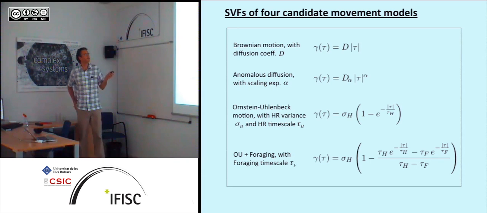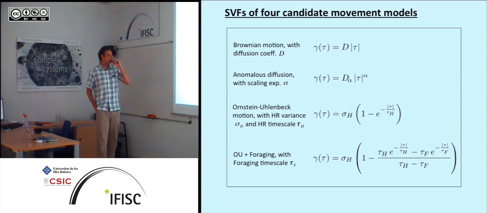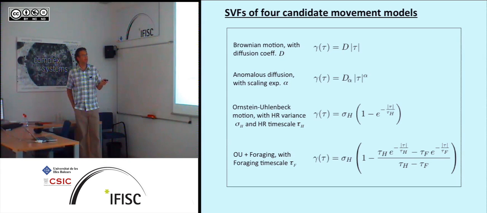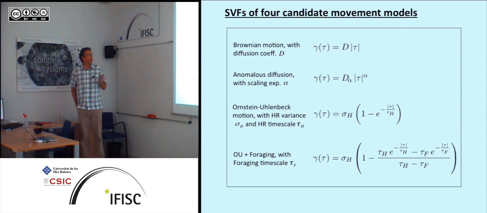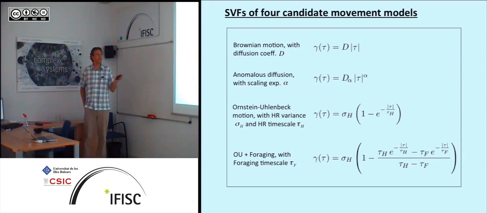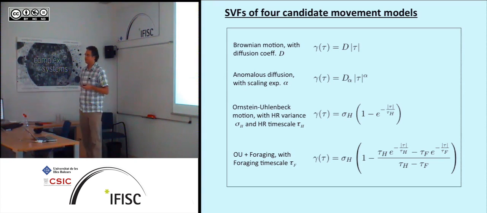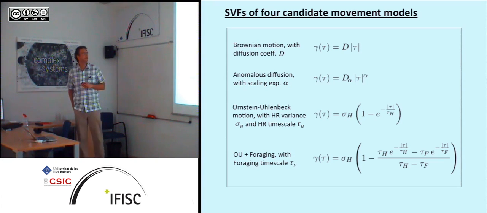Okay, so we express the models in terms of their semi-variance functions, because we're going to use a variogram, the empirical estimator of that, to connect the models to data. So for Brownian motion, it's just linear in the time lag tau with diffusion coefficient d. You can generalize that one step to anomalous diffusion, where there's some scaling exponent alpha. For alpha less than 1, you have subdiffusion. Alpha equals 1 gives you classical Brownian motion. Alpha greater than 1 is superdiffusion.